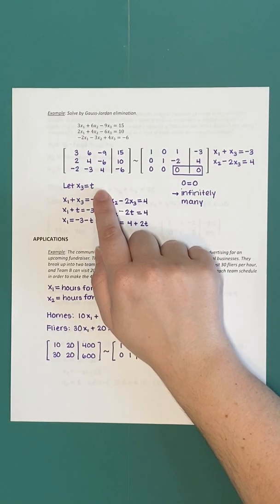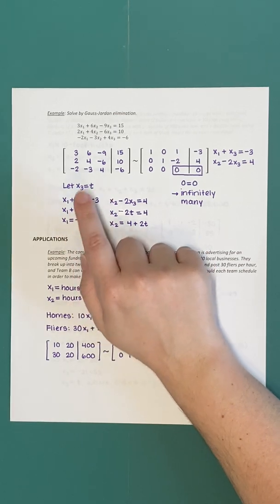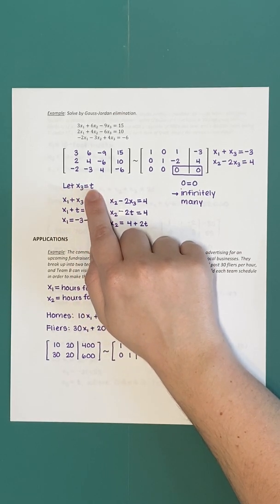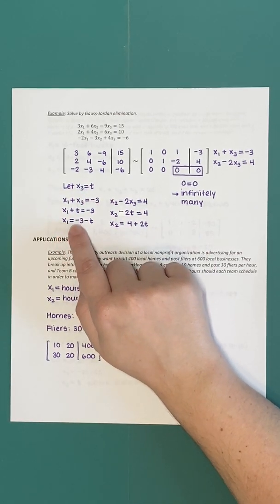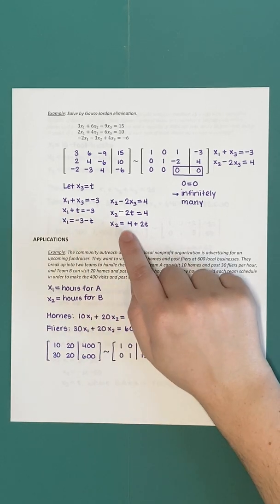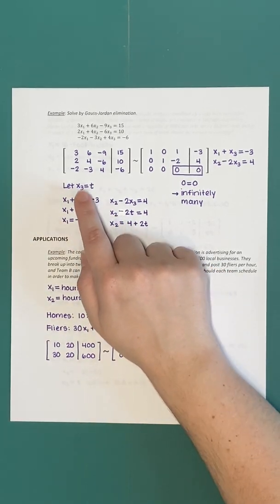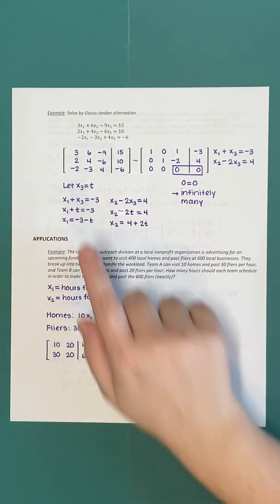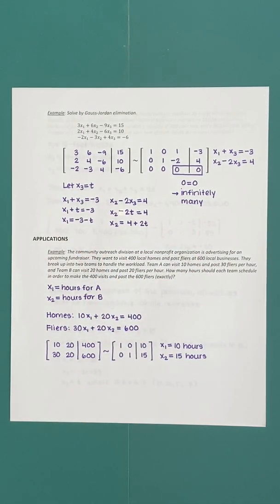Same kind of thing if we picked maybe a 0. If we allowed the parameter to have a value of 0, then x1 would be -3, x2 would be 4, and then x3 would be 0. Any ordered triple we could get from picking a particular value of t represents one of those infinitely many solutions.